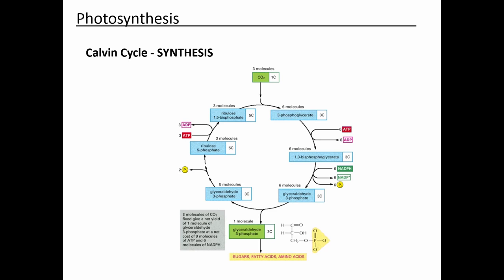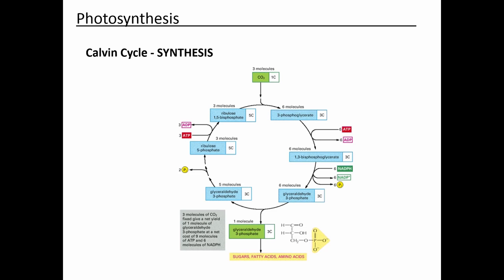Okay, so again, you regenerate this molecule at the end of the cycle that you started with at the beginning, and that's again why it's called a cycle, because you regenerate that molecule. But remember, the important product is produced here in the second stage, and the important product is glyceraldehyde 3-phosphate, but you actually have to use most of it to keep the cycle going. So most of the glyceraldehyde 3-phosphate that you make needs to go on in the cycle to regenerate the ribulose bisphosphate, and that keeps the cycle going.